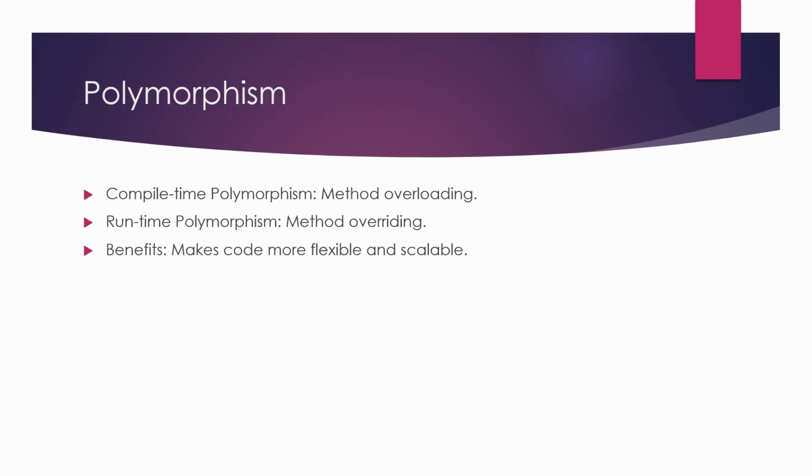Now let's discuss polymorphism. Polymorphism allows objects to respond to the same method in different ways, making your code more flexible and reusable. There are two types: compile-time polymorphism, which includes method overloading, and runtime polymorphism, which involves method overriding. This concept is essential for writing clean and scalable code.